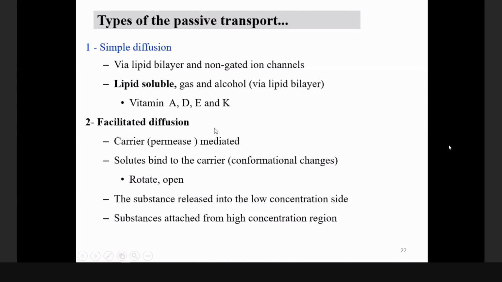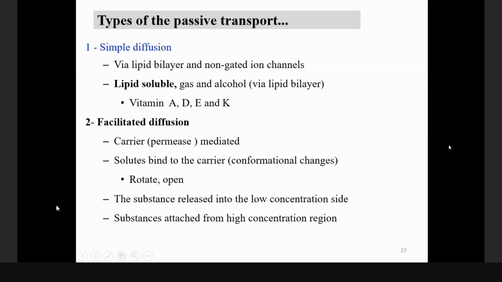So in the case of facilitated diffusion, solutes or substances that need to enter or leave the cell should bind on the binding site found on the carrier. No binding in the case of simple diffusion. That means the substance that needs to enter or leave the cell is not required to bind on a certain protein. But in the case of facilitated diffusion, there should be binding, so there should be a binding site.